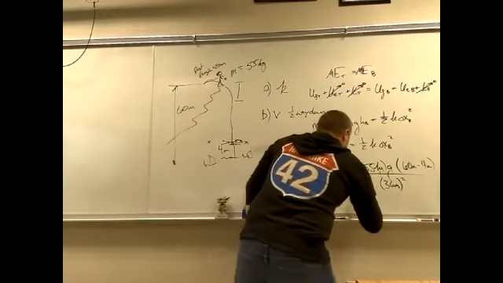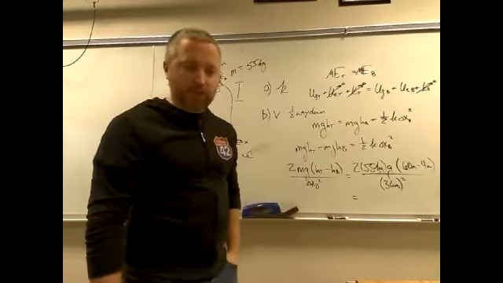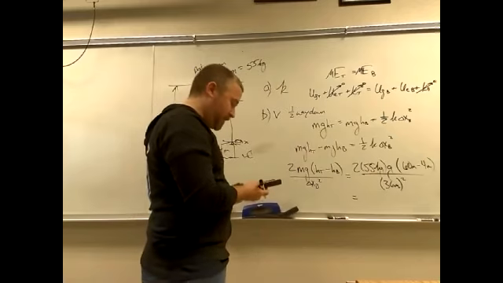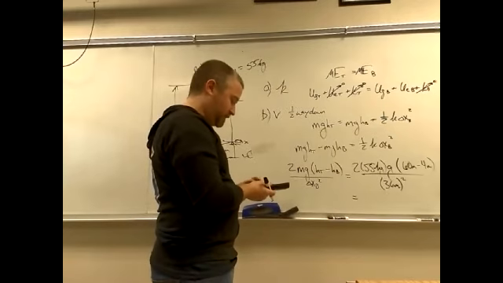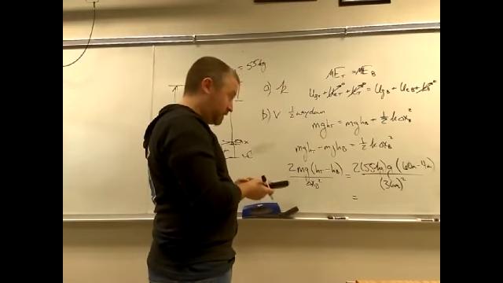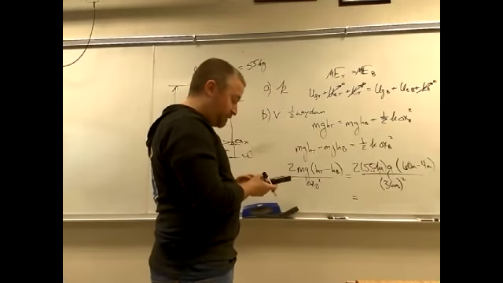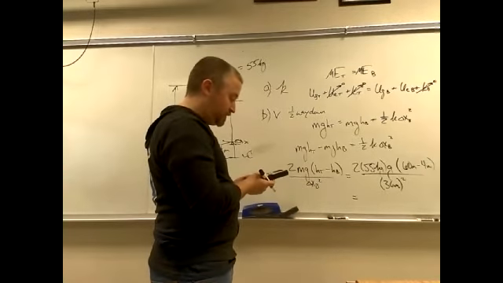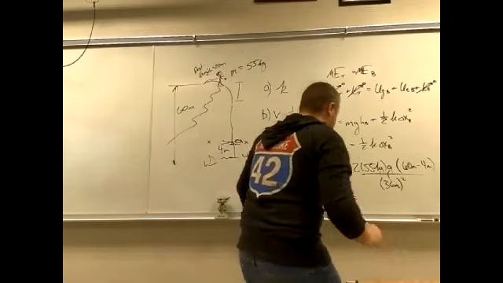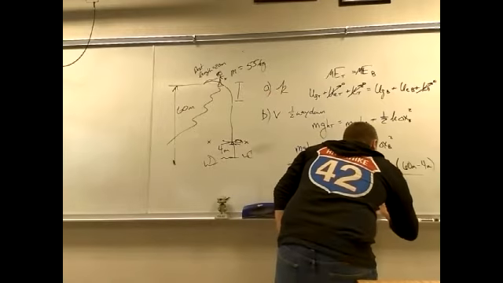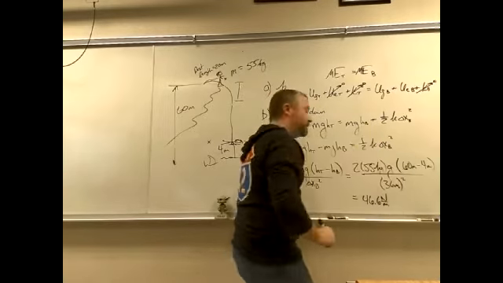Plug all that in, and I believe the answer is, oh, I just did this earlier. I should already have this ready. 2 times 55 times 9.8 times 56, oops, I said 56 first, it's 55, divided by 36 squared, 46.6. And the units on that would be newtons per meter.